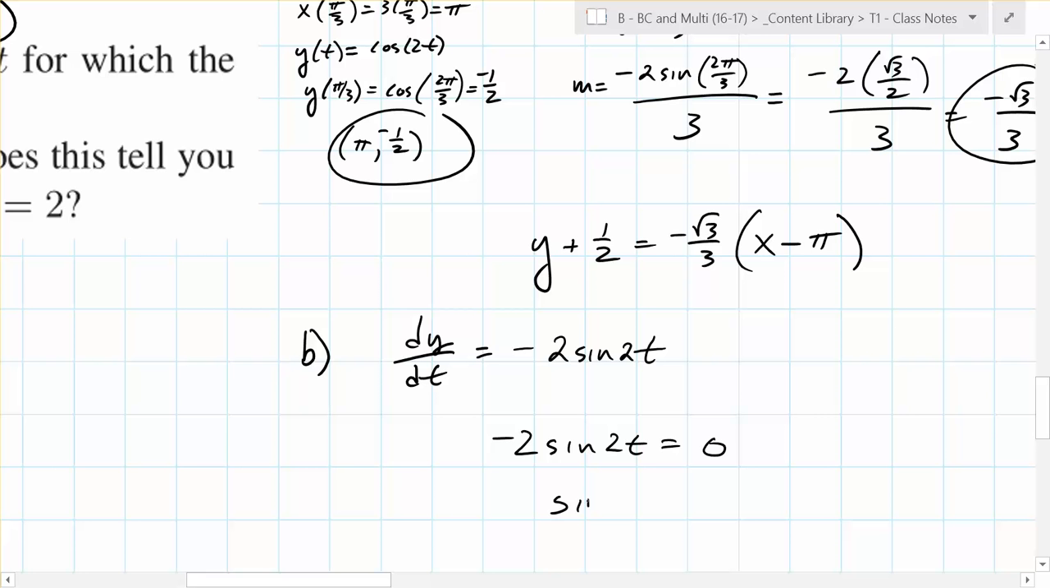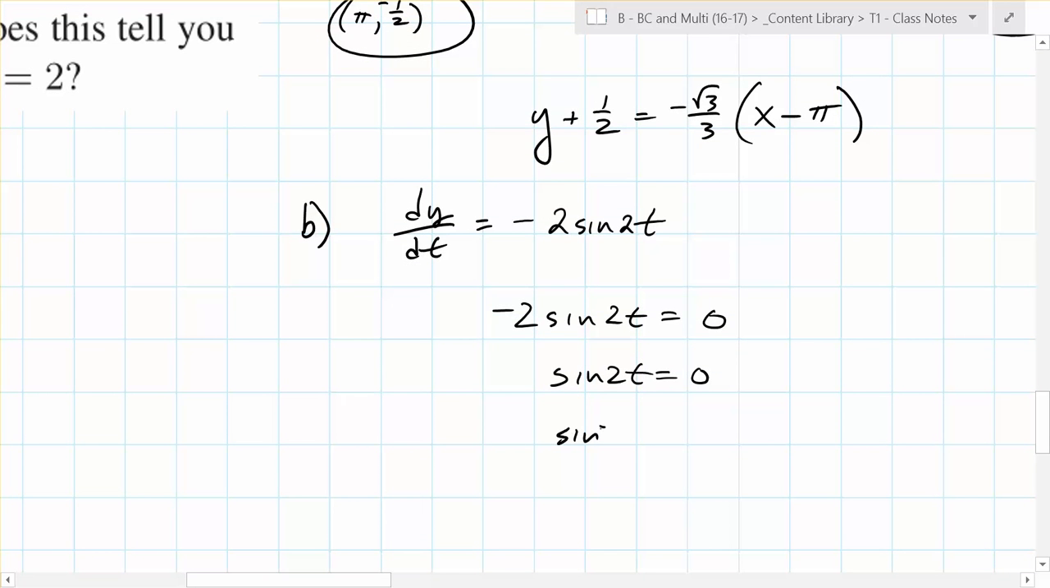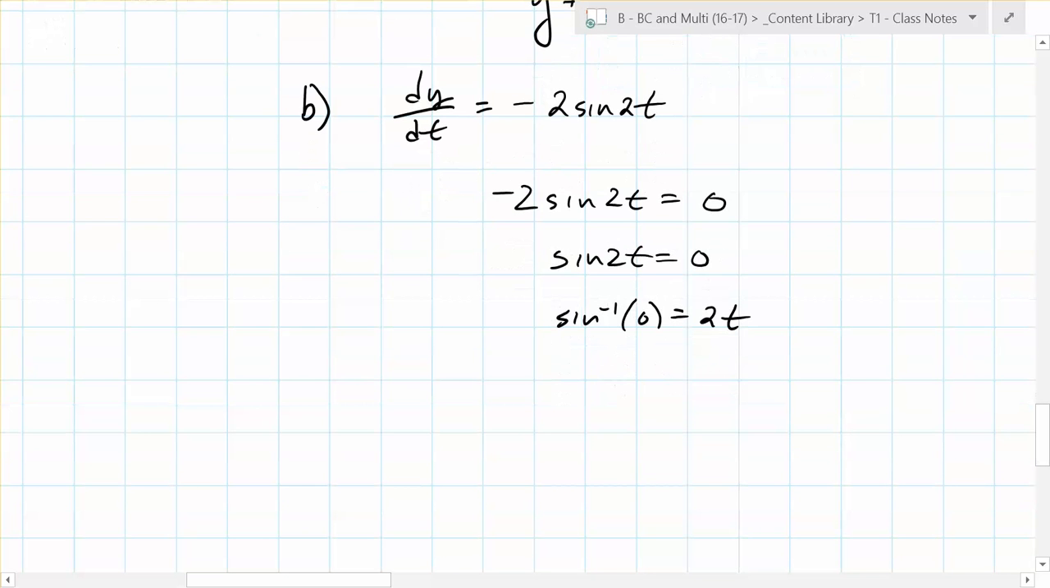And this is where people were tempted to go a little too quick. If you do this, what is sine inverse of 0? The sine of what is 0? 0 or pi or 2 pi or 3 pi or 4 pi. How do you write that out? n pi or k pi, either way. Let's say n pi equals 2t. So what does t equal? n over 2, times pi.